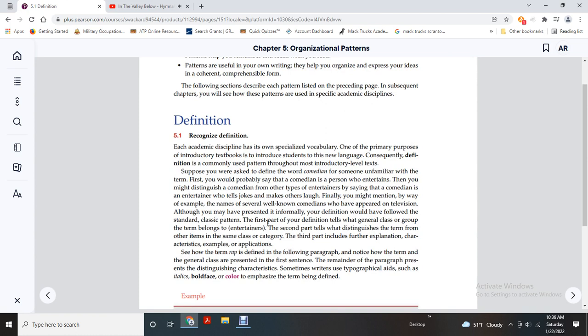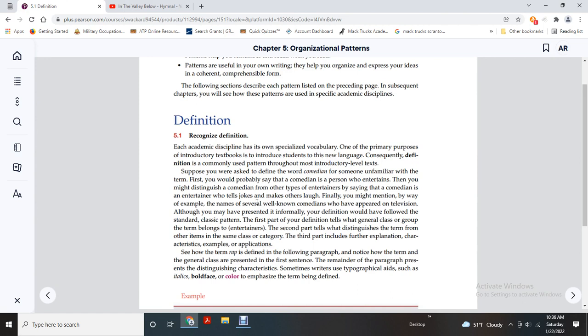Suppose you were asked to define the word comedian for someone unfamiliar with the term. First, you would probably say that a comedian is a person who entertains. Then you might distinguish comedian from other types of entertainers, saying that a comedian is an entertainer who tells jokes and makes others laugh. Finally, you might mention, for example, the names of several well-known comedians who have appeared on television. Although you have presented your definition informally, you would have followed the standard classic pattern.